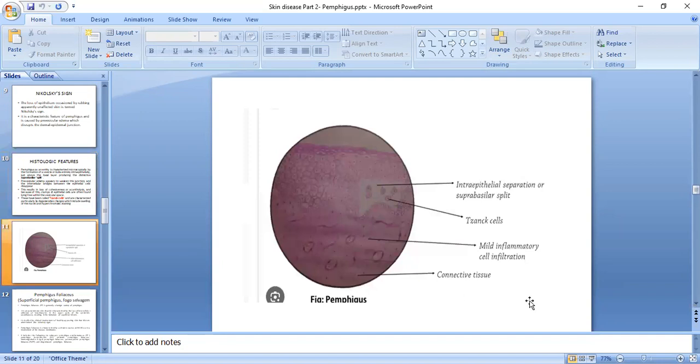Here we can see the histopathological picture. There is intraepithelial separation or suprabasilar splitting. These are the Tzanck cells which undergo the degenerative changes. Then mild inflammatory cell infiltration is also seen, and this whole thing is the connective tissue stroma.